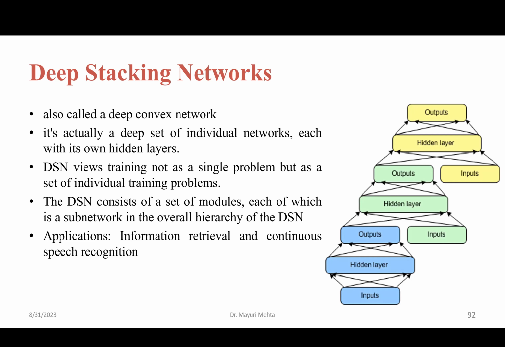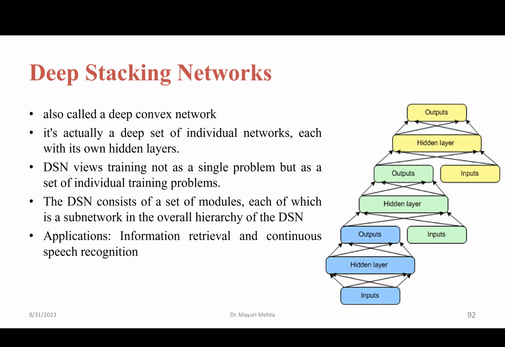In one instance of this architecture, 3 modules are created for this deep stacking network, and each module consists of an input layer, a single hidden layer, and an output layer. So you can see here the three modules are created. This is one instance of this architecture, okay? In this architecture, which I have represented using a figure, 3 modules are created for the deep stacking network.